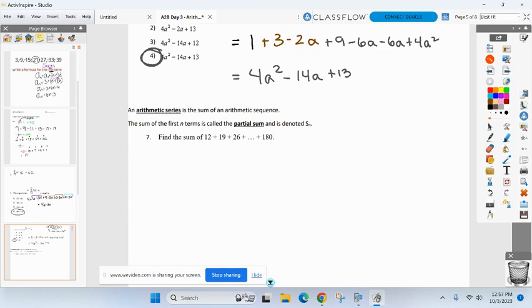First, look at the numbers in my sequence here. 12, 19, 26. See any pattern there? What's the pattern here? 12, 19, 26. Add 7. So this is arithmetic. Everyone agrees? Here's what it looked like. 12, 19, 26. Keep the pattern rolling all the way up to 180.